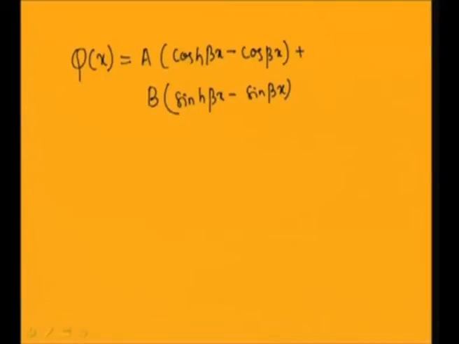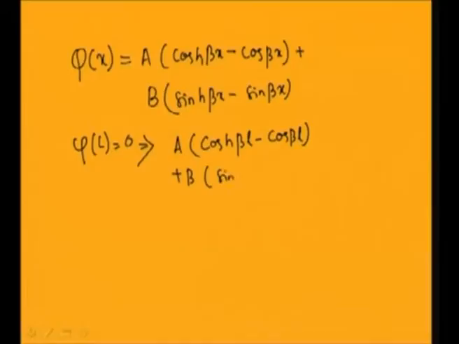So this is the expression for phi x after substituting the boundary condition on the left side, and now substituting the boundary condition at the right side, that is psi l equal to 0. So I can substitute x equal to l, so this becomes a into cos hyperbolic beta l minus cos beta l plus b into sine hyperbolic beta l minus sine beta l. So this is equal to 0.